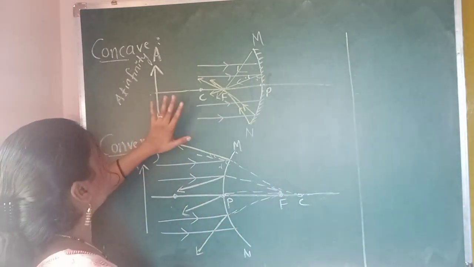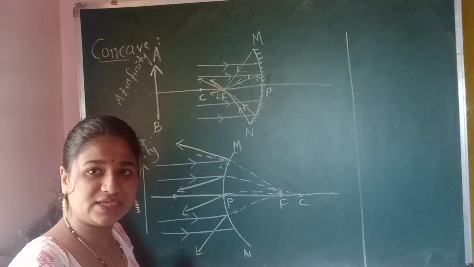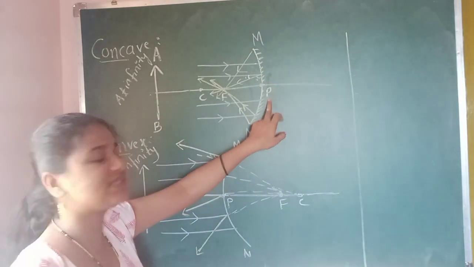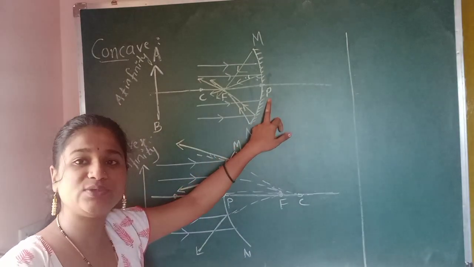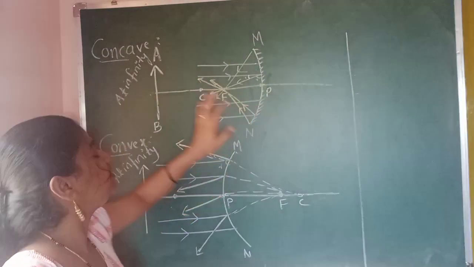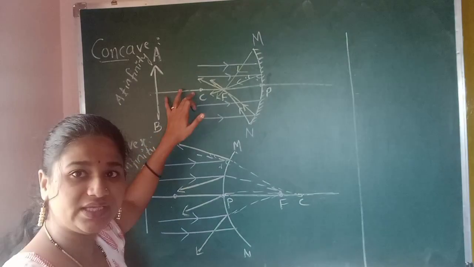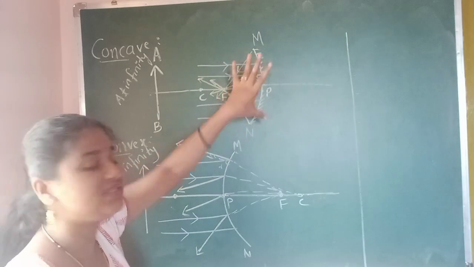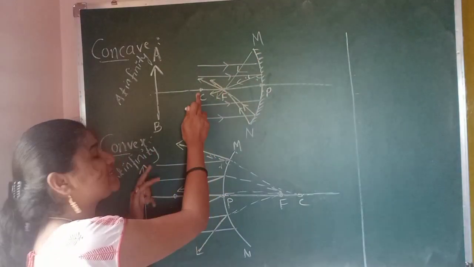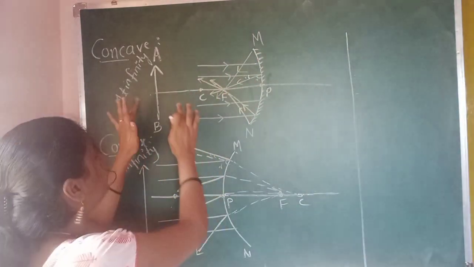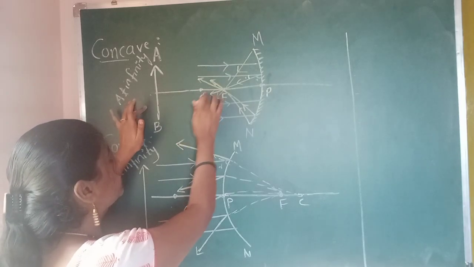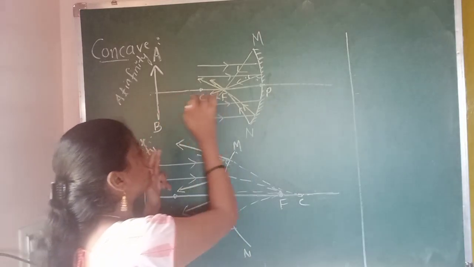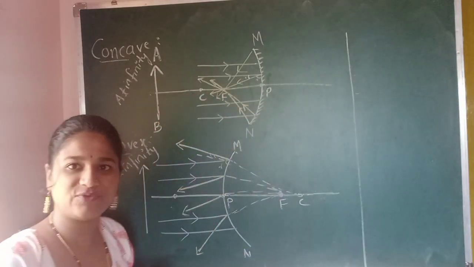Now we have to learn certain terminologies. The center of the spherical surface is considered as the pole, which is denoted by capital P. Then the center of curvature is the center of the sphere from which the spherical surface is derived. And a line passing through the center of curvature and the pole is called the principal axis. So this line is the principal axis, right?